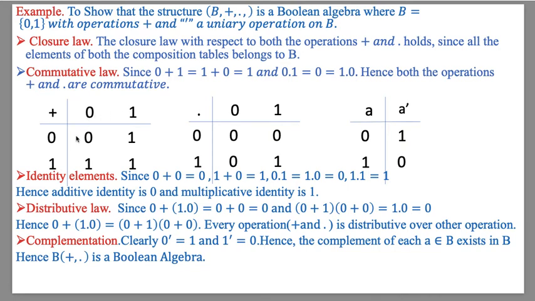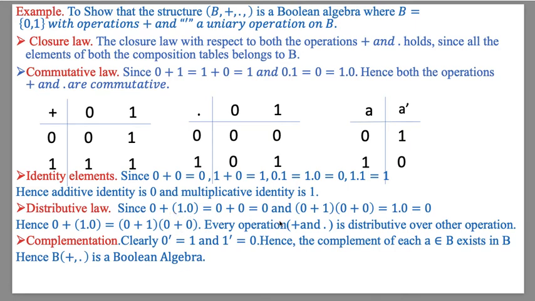Now this row is identical with this row, so element on its extreme left 0 is the identity element with respect to addition. Now this row is identical with this row, so element on its extreme left 1 is the identity element with respect to dot. Also we can check that 0 plus 0 is 0, 1 plus 0 is 1, 0 into 1 is 1 into 0 equal to 0, 1 into 1 is 1. So 0 is the additive identity and 1 is the multiplicative identity.